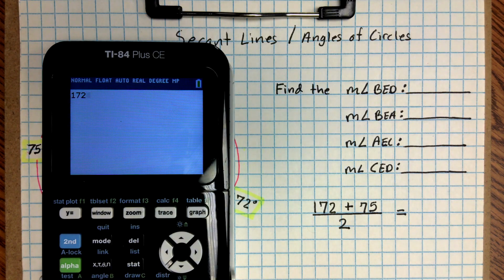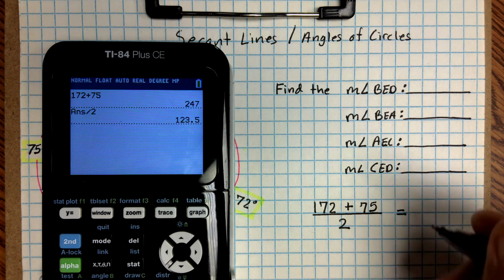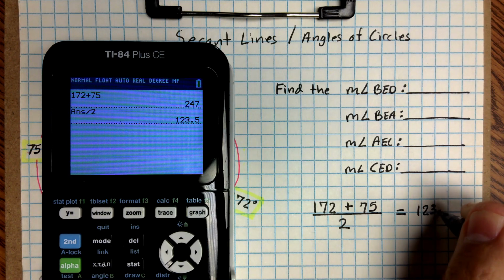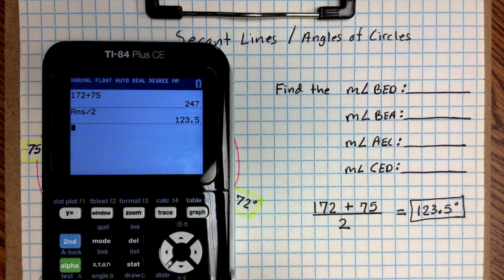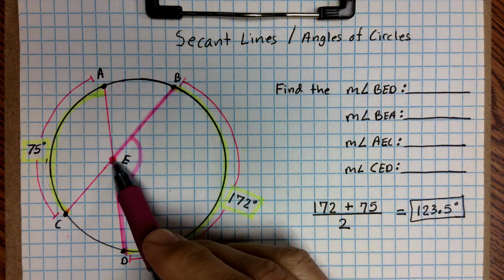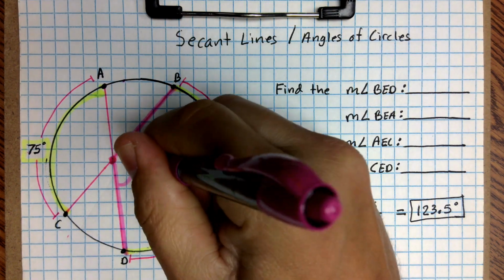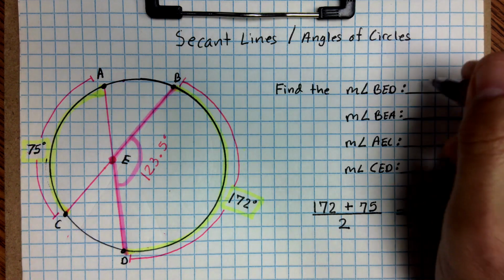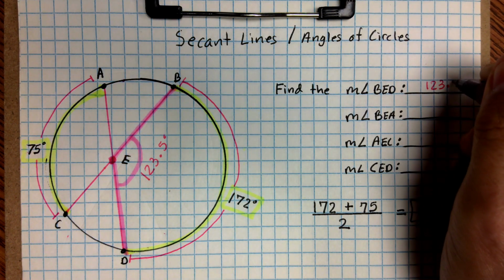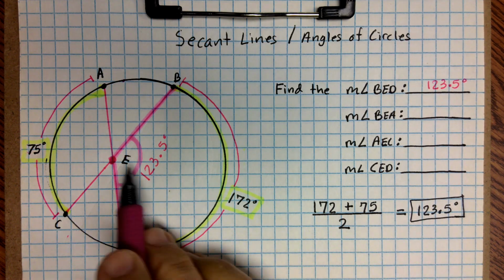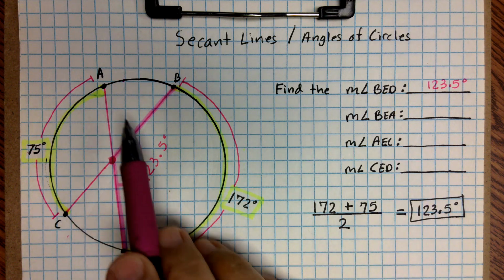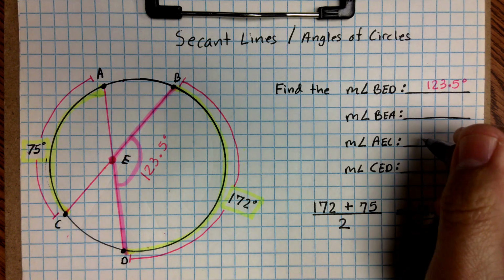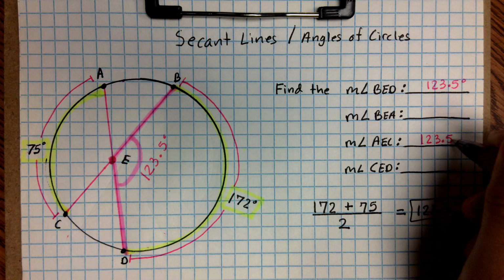So I have 172 plus 75. Then I'll divide that by 2, and it gives me 123.5 degrees. So when it asks me for the angle of BED, I'm going to write right in here, this is 123.5 degrees. Now, the angle on the opposite side is going to be the same value. Notice it also wants us to find this opposite one, AEC, so I can put that as also 123.5 degrees.